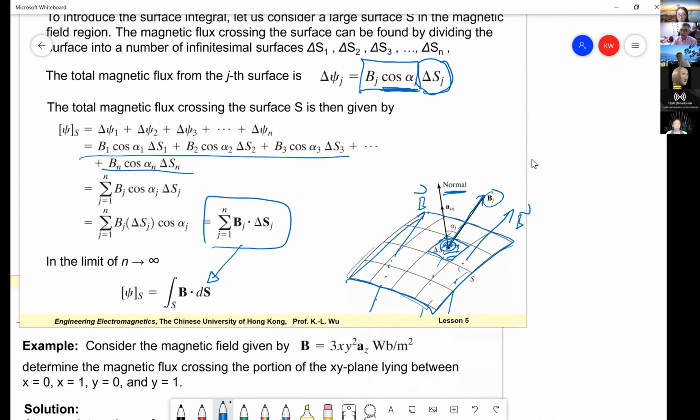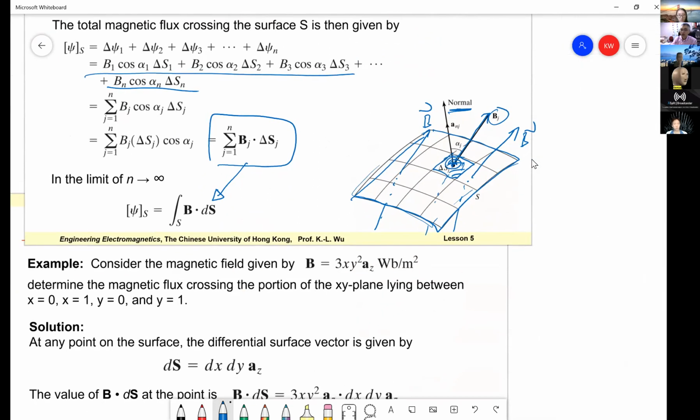This defines my surface integration. I collect all the flux of B over the surface. This surface is an open surface. Okay, this surface is an open surface.